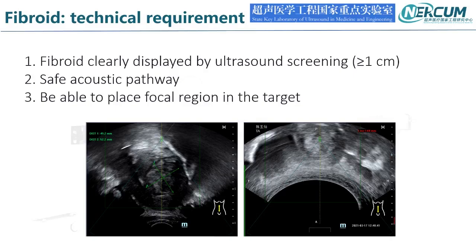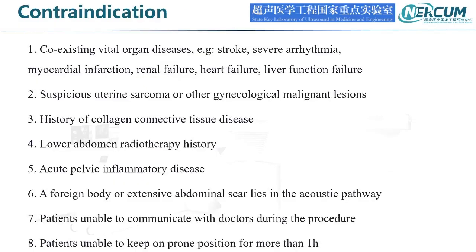For the FUS, the myomas should be larger than 1 centimeter so the ultrasound image can clearly show them, and there should be a safe ultrasonic and acoustic channel. The acoustic channel shouldn't have the intestinal tract, and because the energy converter has a fixed size, the focal point must be able to reach the target lesion.